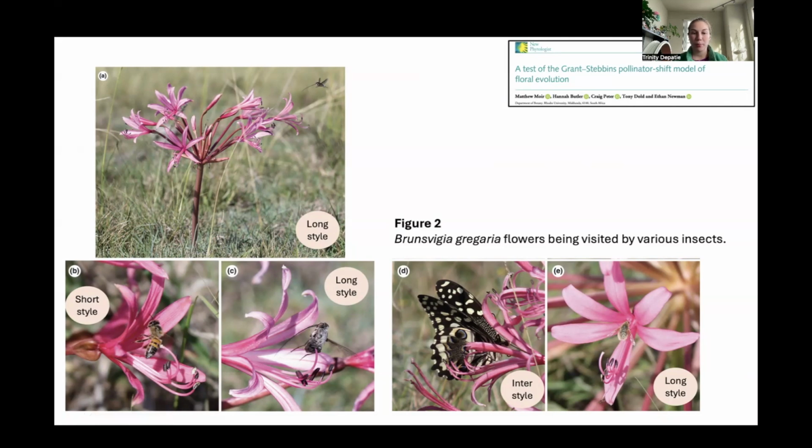In panel C, we have another long-styled plant. You can see it being visited by this fly. And in D, we actually have an intermediate length styled plant being visited by a butterfly. And then again, in E, we have a long-styled plant. And we can see here that this tiny fly isn't matching up with the reproductive structures. So the anthers that hold pollen are way back here, as well as the style. So this is a case of pollinator mismatch.